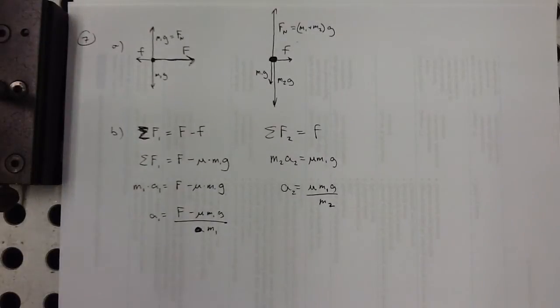Okay, that's part B. Part C: in terms of L, A1, and A2, find the time t needed for the small block to slide off the end of the larger block. So in other words, how long does it take for the small block to get to the end of the other block? So this is where we have some choices about how we can do this.